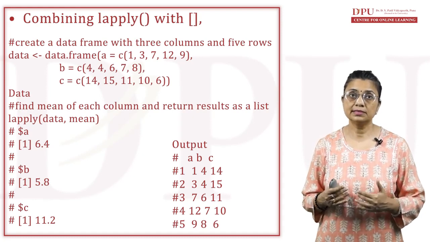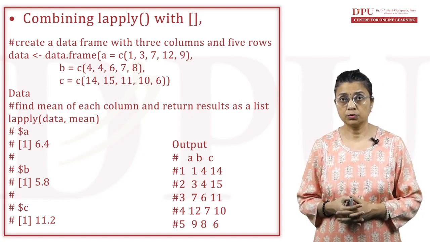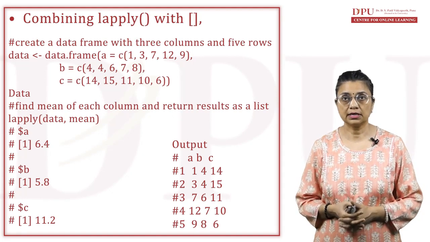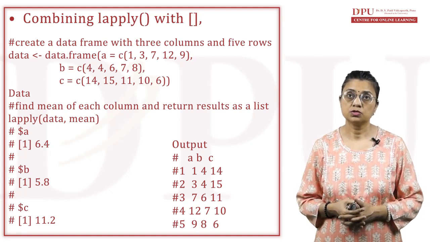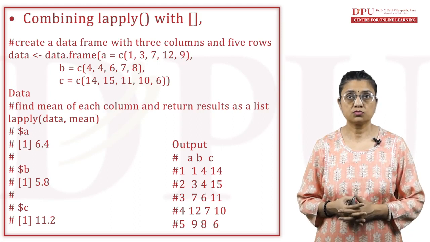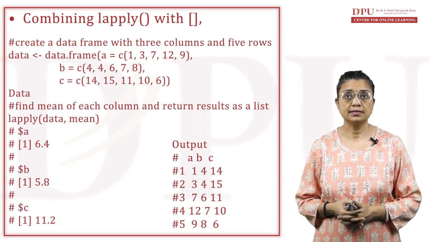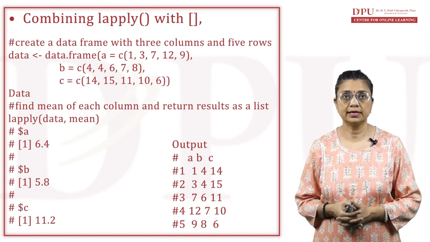Now, when we print this data on the screen, we get the output, and in the output you can see the results. A is 1, 3, 7, 12 and 9. B is 4, 4, 6, 7, 8. And C is 14, 15, 11, 10 and 6.